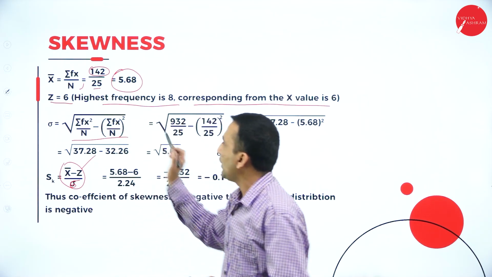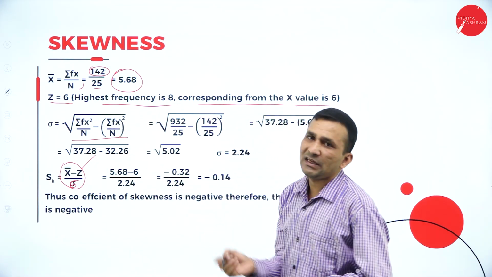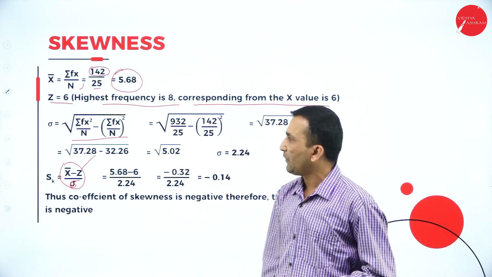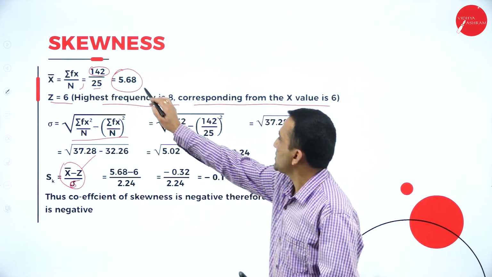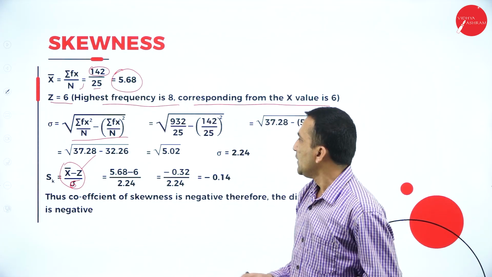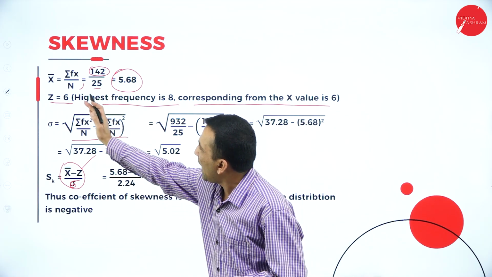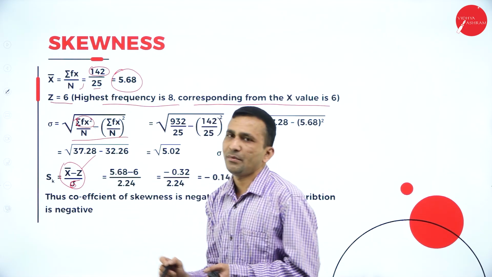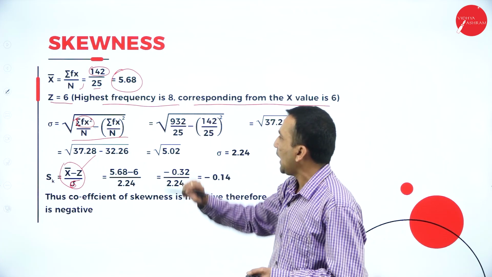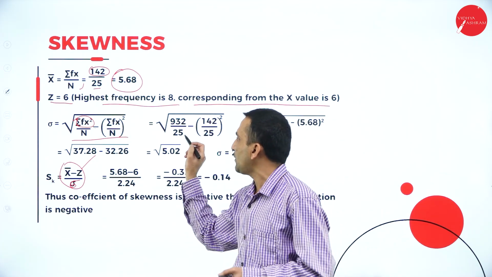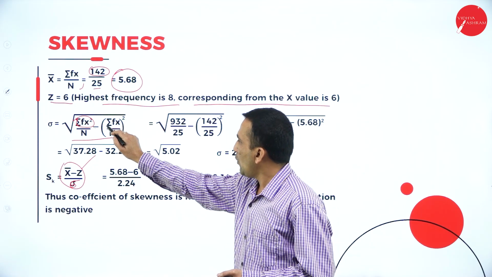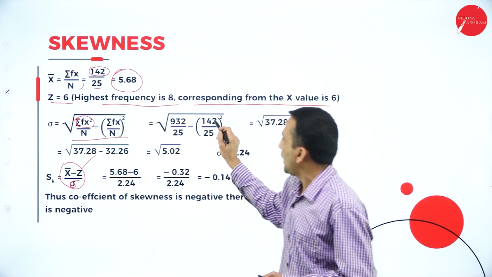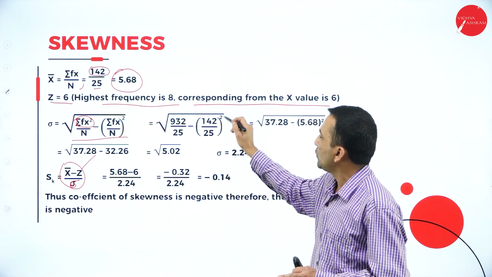Now we need to simplify one by one. Sigma fx square we got in the last slide: 932 divided by n, which is 25. Minus sign as it is. Sigma fx is already there; the x bar formula looks like an average formula, the mean value, the same thing, but we only constructed this table. Sigma fx we got 142, divided by 25, to the power of square.